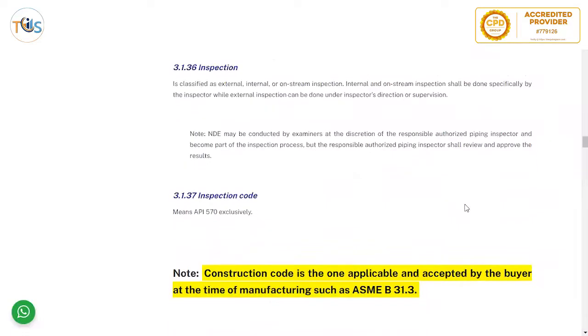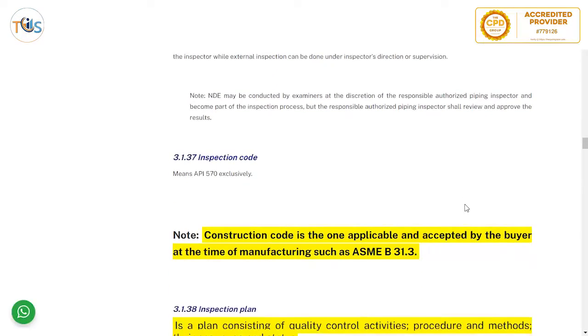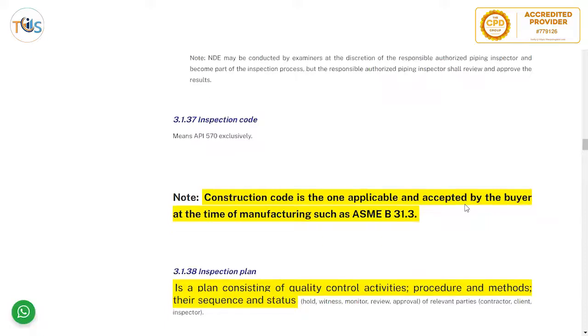Inspection is classified as external, internal, or on-stream inspection. Internal and on-stream inspection shall be done specifically by the inspector, while external inspection can be done under the inspector's direction or supervision. NDE may be conducted by an examiner at the discretion of the responsible authorized piping inspector and become part of the inspection process, but the responsible authorized piping inspector shall review and approve the results.